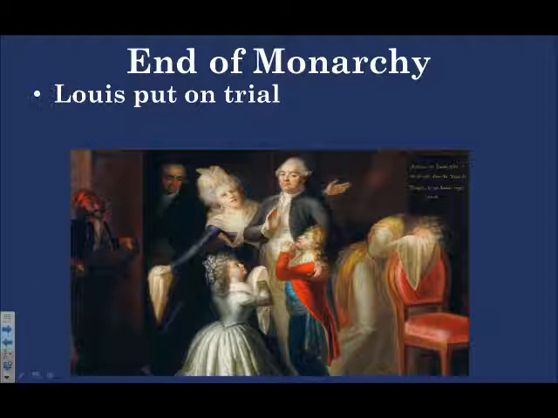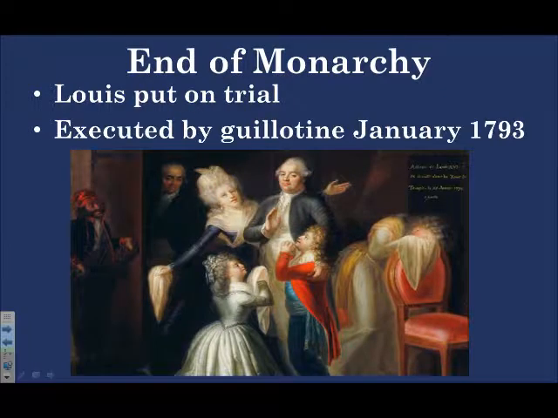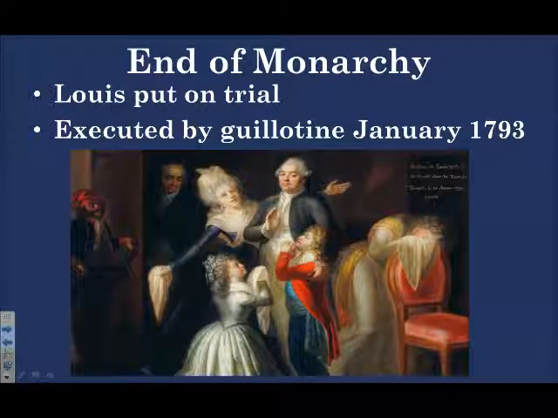And the sentence vote is much different. It's about 380 to 310 for execution against execution. Only by a very small margin does the pro-execution group win. So on January 21st, 1793, King Louis XVI, now citizen Louis, loses his life and loses his head. The guillotine, this invention that he had added to, that he had made the major adjustment to make it so effective, he now gets to test its effectiveness.